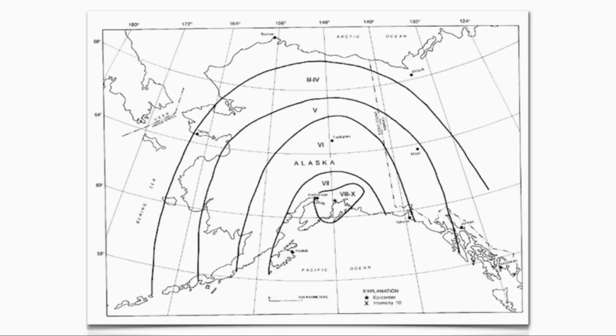You notice that the Roman numerals go up to as much as 10 on the Mercalli scale. And as you get farther and farther away, those Roman numerals get smaller and smaller. So you go from a 10 down to a 7, down to a 6, down to a 5, down to a 4, and a 3, the more north you go. So you'll notice that the Mercalli scale, the greatest damage, is right at the epicenter.